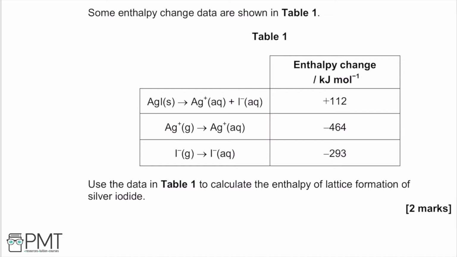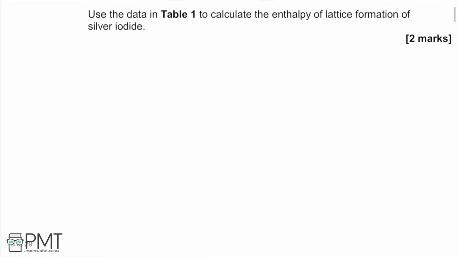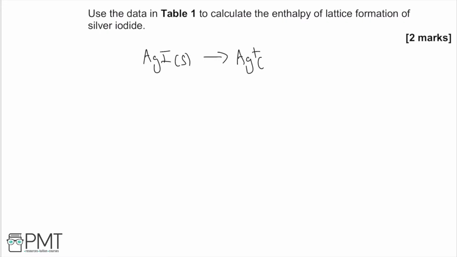So in the next part of the question, we are given some enthalpy change data in table 1. We are told that the enthalpy change of solution for AgI is 112, and the enthalpy change of hydration for Ag plus and I minus are minus 464 and minus 293. So if we draw this out, we have AgI in the solid state going to Ag plus in the aqueous state and I minus in the aqueous state across the top.